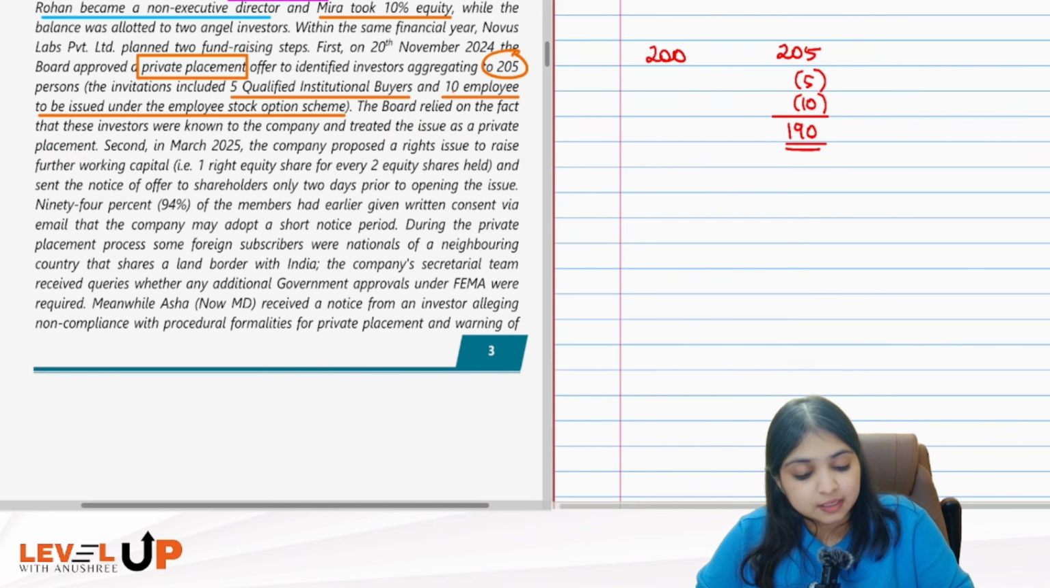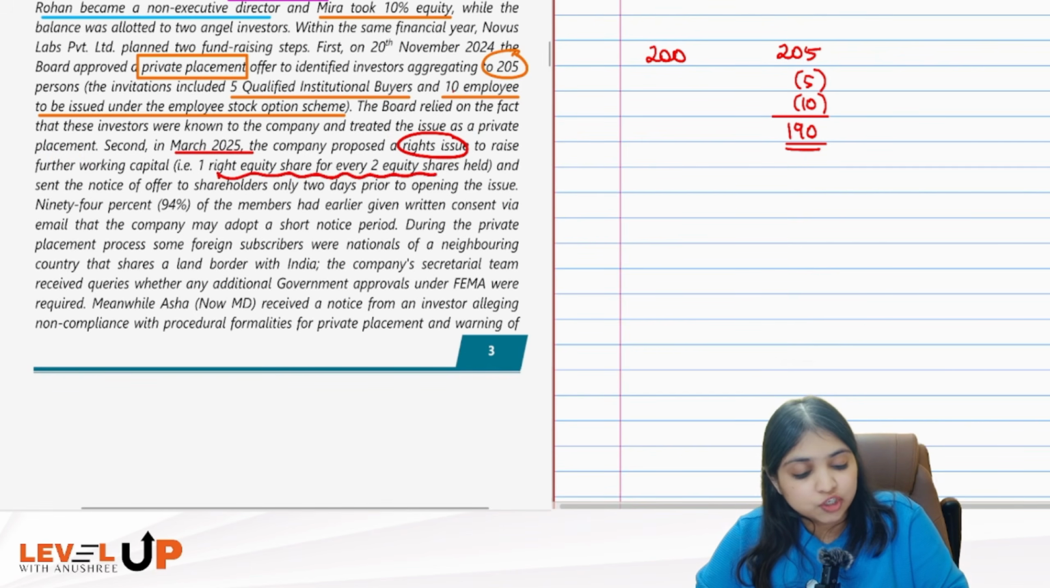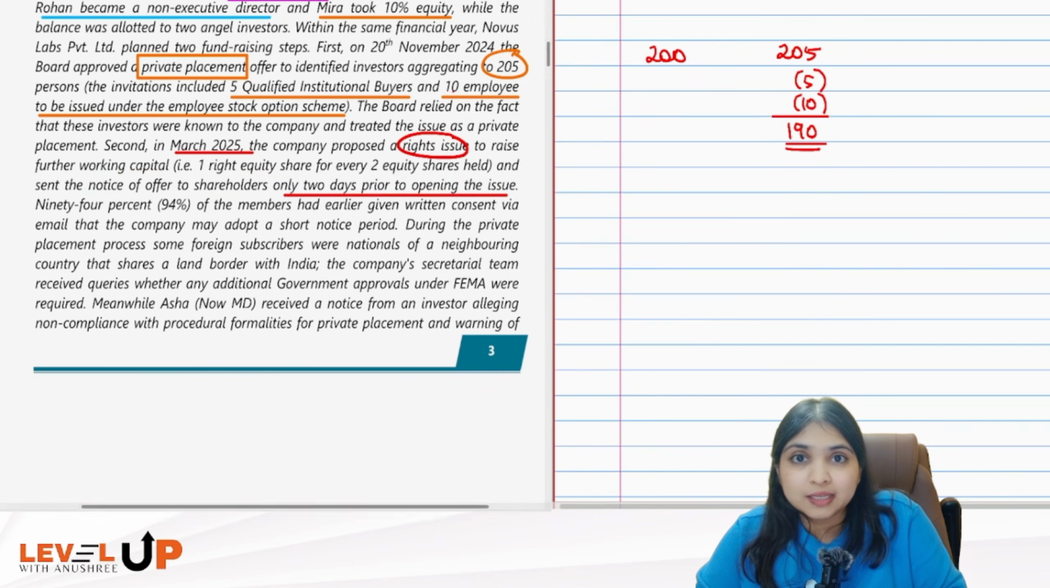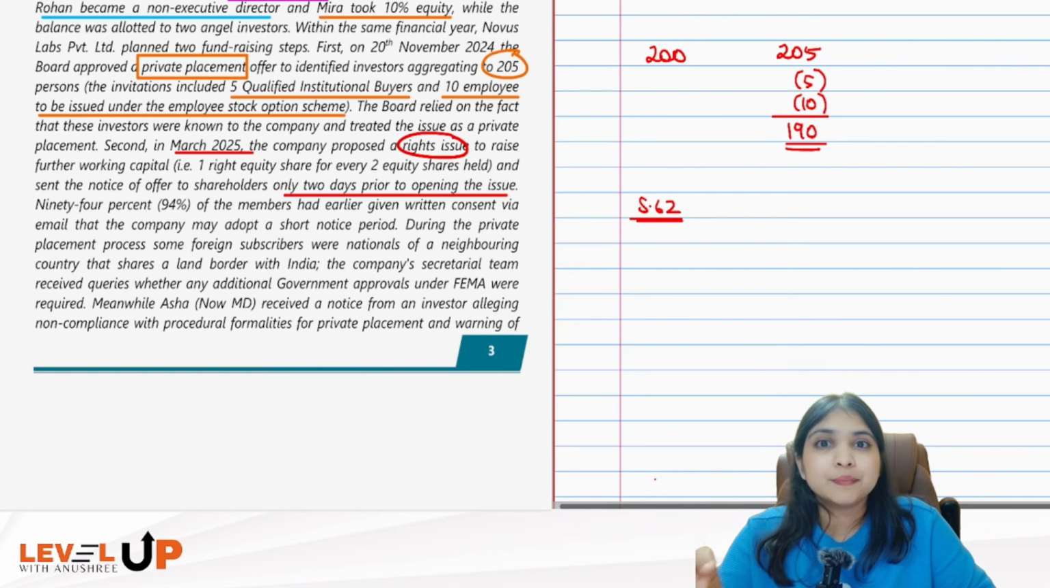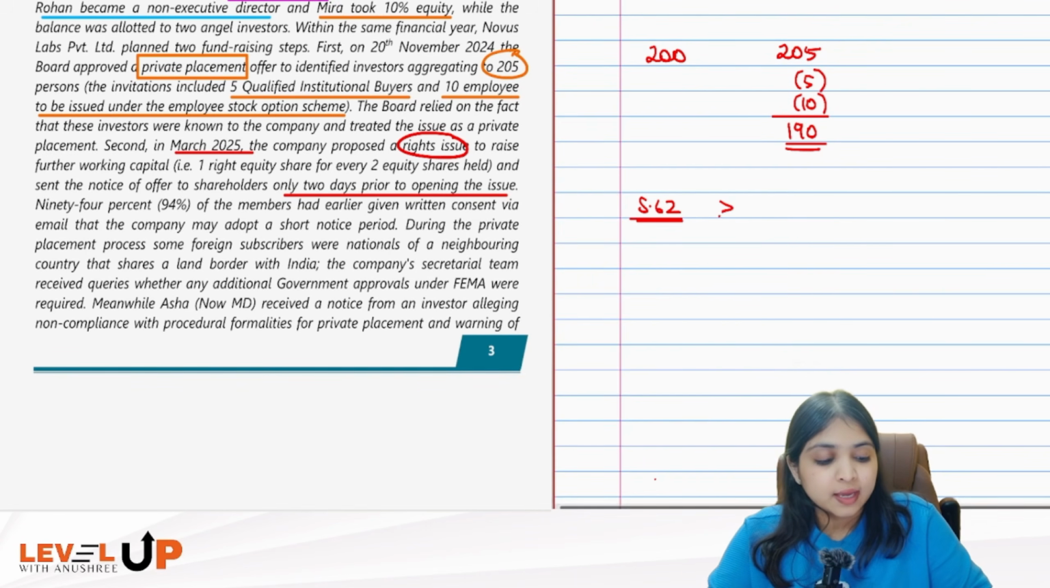Then second, in March 2025, the company proposed a rights issue to raise further working capital, one right equity share for every 2 shares held, and sent the notice of offer to shareholders only 2 days prior to opening the issue. This is where section 62 comes into the picture. Section 62 very clearly says that whenever the company is making a rights issue, the company should send the letter of offer to the shareholders at least 3 days before opening the issue, guys.